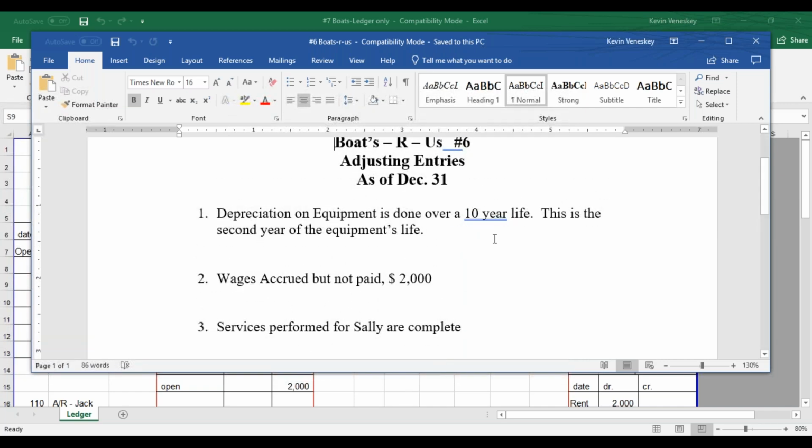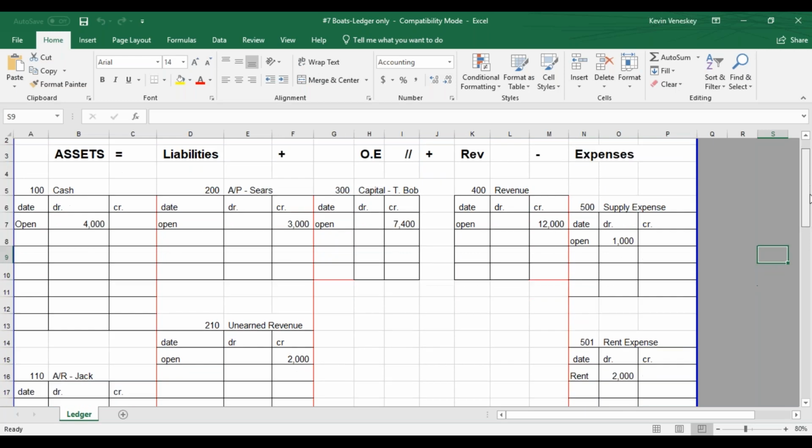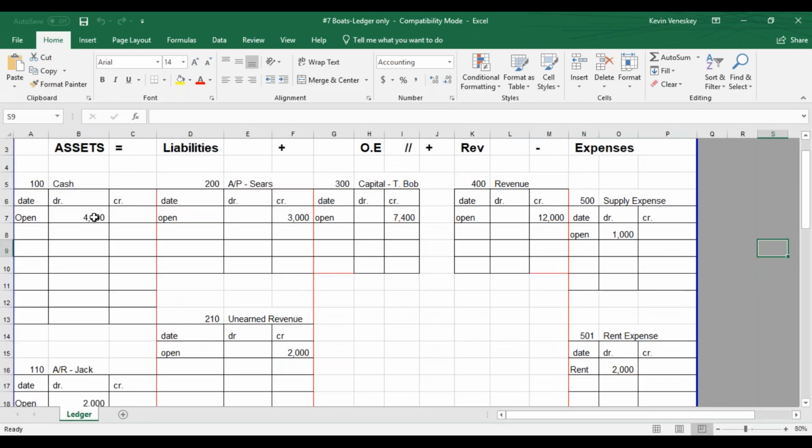So what I've also given you here, so here's number 6. Number 7 is your opening T accounts. Think of these as your ending balances. So at the end of the year, we would have had a whole bunch of cash accounts and the final balance was 4,000. So I just put that first instead of having all of the balances.